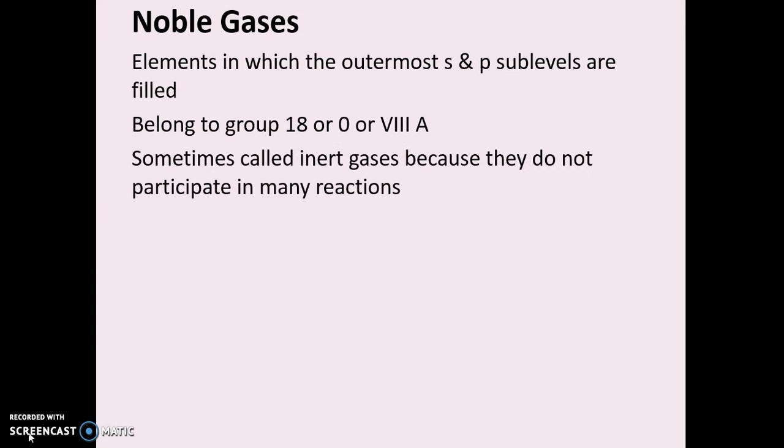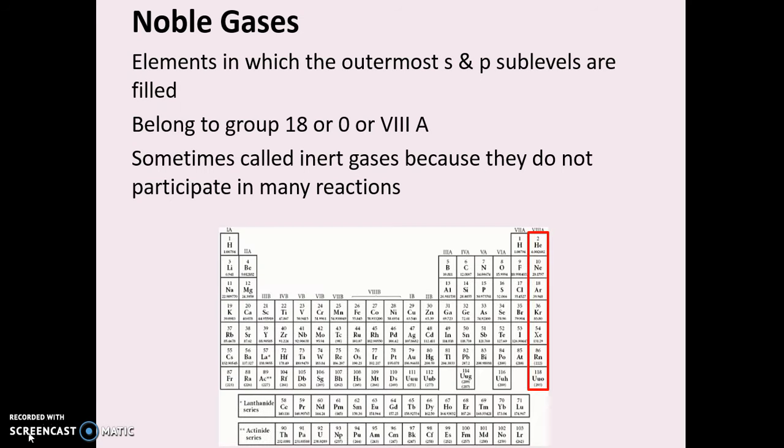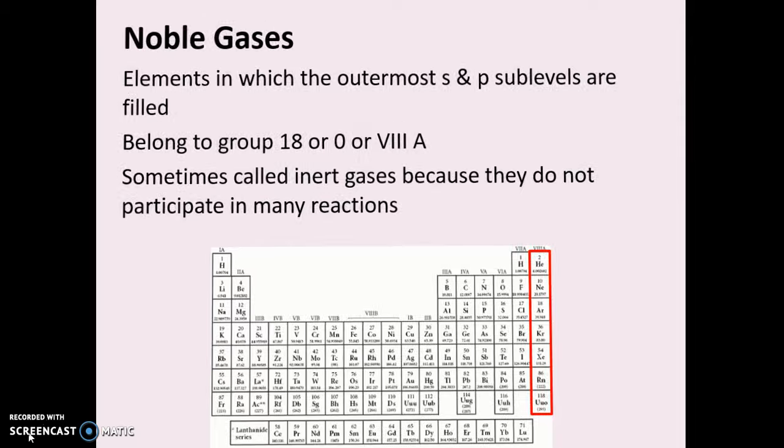Noble gases are sometimes called inert gases because they're not going to participate in reactions. They're just going to hang out by themselves. You would have to force them to react with something else. And this highlighted group here all the way to the right are your noble gases. They do fall under the representative elements.